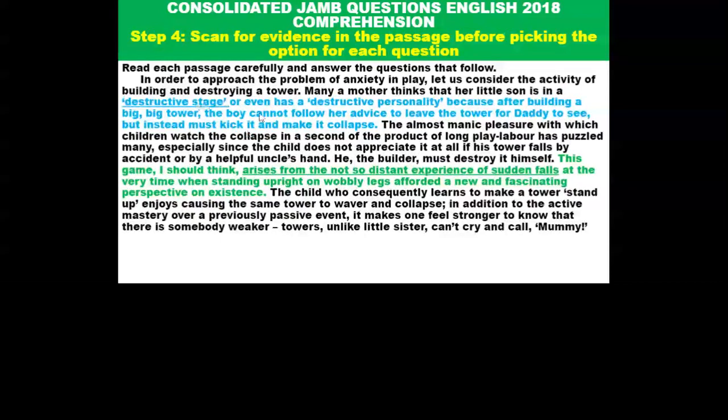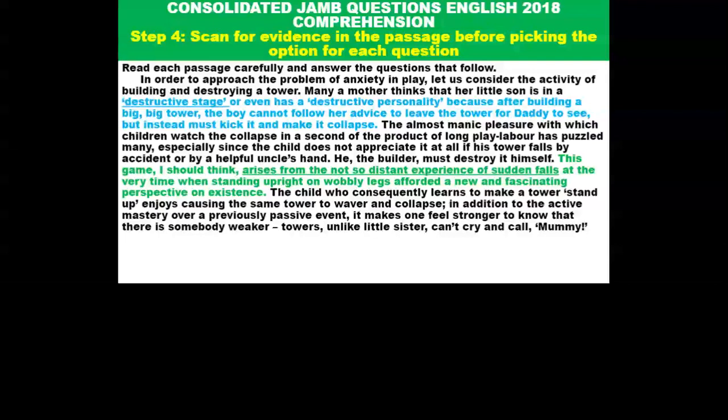So when you look at the passage here, you can see that using step 4, by the way, step 4 is crucial to picking the accurate option. And this step 4 is scanning for evidence in the passage before picking the option for the question. Now, how do you scan for evidence? As I earlier mentioned, you need to use the keywords in the question as context clues for identifying the answers in the passage. Now, what are the keywords in the passage?